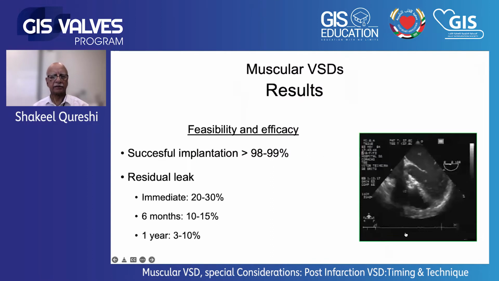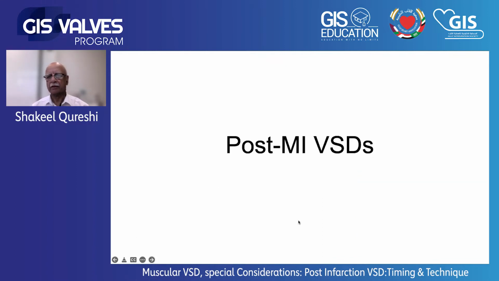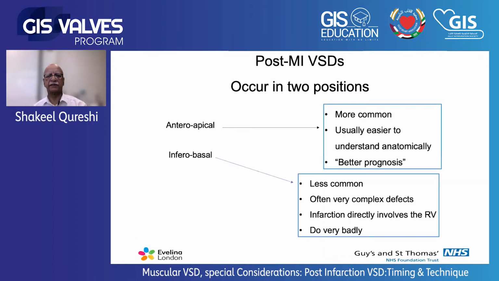In the literature, if you pool the results, the muscular VSDs are occluded successfully in 98 to 99% of the cases. There tends to be a residual leak immediately at the end of the procedure in 20 to 30%. At 6 months, this reduces to 10 to 15%, and at 1 year, 3 to 10%. And here you see a muscular VSD device in place. I'll focus more on post-infarction VSDs now.